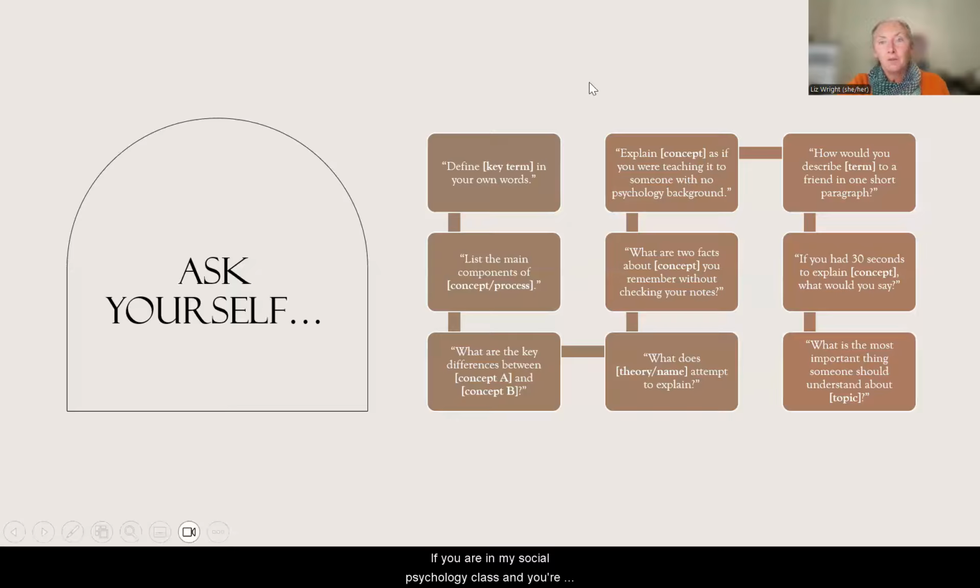If you are in my social psychology class and you're trying to use this information for your journals, there is a page of prompts that will help you to think of, what do I want to write in this journal? How do I want to use this as my brain dump to remind myself of the concepts that I learned from this unit.